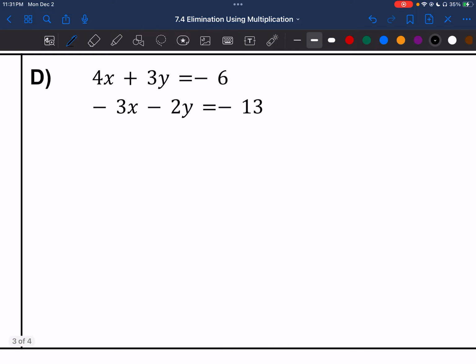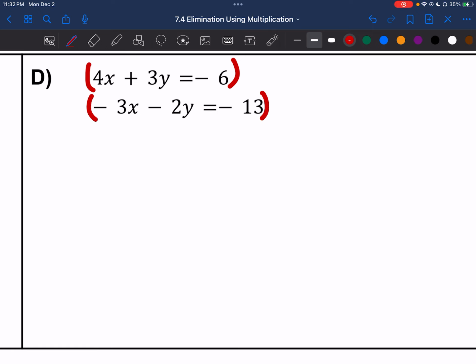Now let's examine letter D. We are going to multiply. I see my x values are opposite signs. Well, actually my y values are opposite signs too. Let's eliminate y. Those are smaller numbers that we have to work with. So we're going to eliminate y.